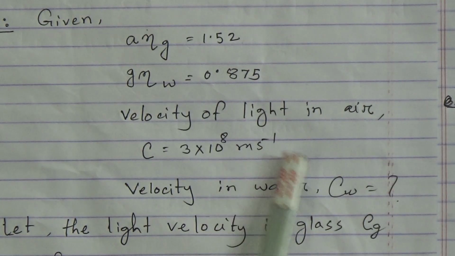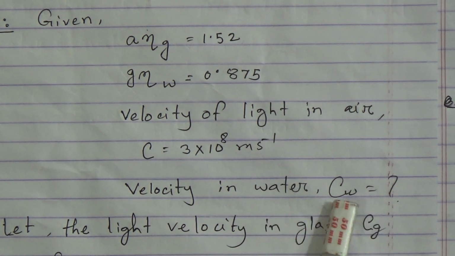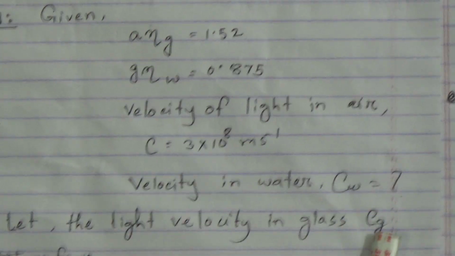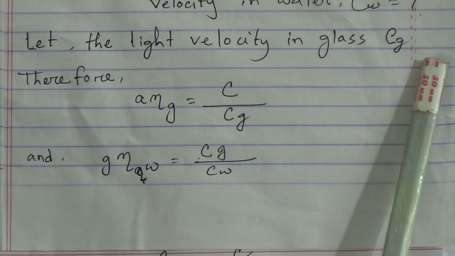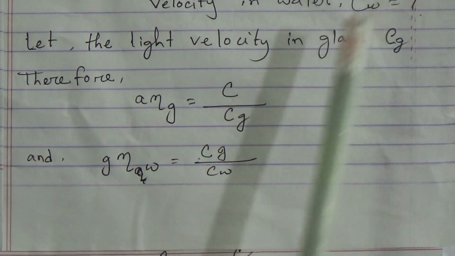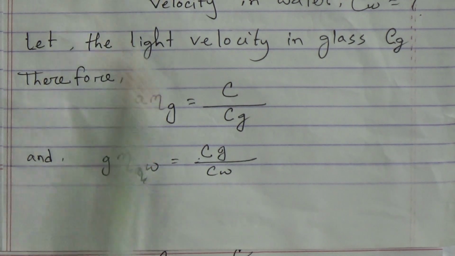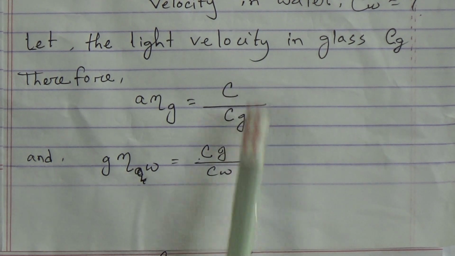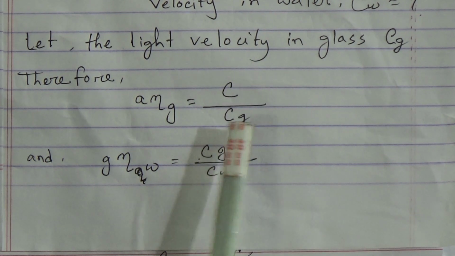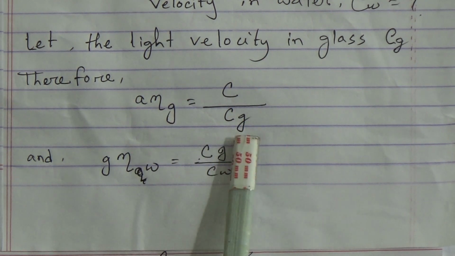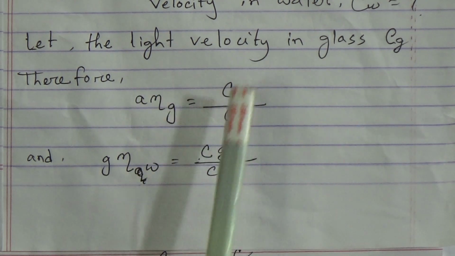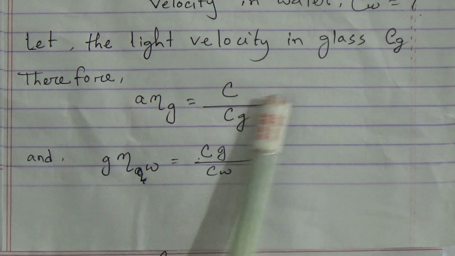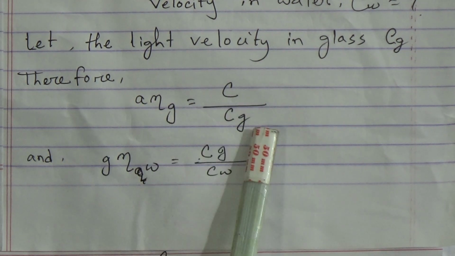So 3 into 10 to the power 8 meter per second, and the velocity in water, that is CW, we have to find out. So my dear students, let the light velocity in glass be CG. Therefore from here, we can write the formula A eta G equals C divided by CG, the velocity of light in air divided by the velocity of light in glass. Okay, A eta G equals C divided by CG, that means the velocity of light in air, CA or C, and the velocity of light in glass.